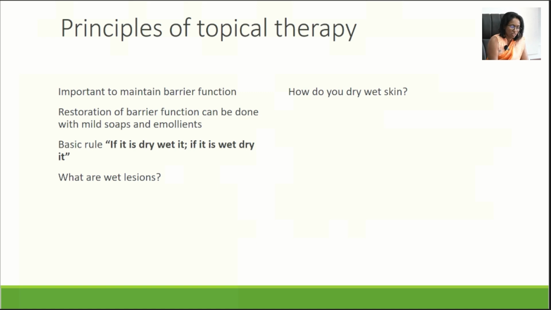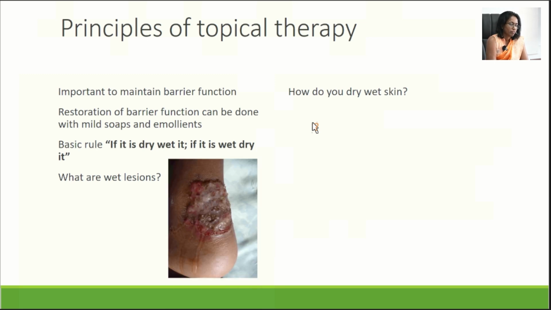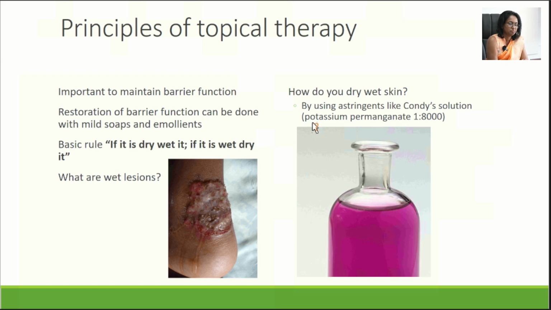Let's see. What are wet lesions? Wet lesions are like this, this kind of oozing lesions. So how do we dry it? You dry it by using astringents like Condy's solution. The ideal concentration of Condy's, or potassium permanganate, is 1 in 8,000 or 1 in 10,000. So the solution that you prepare to achieve this is like this.